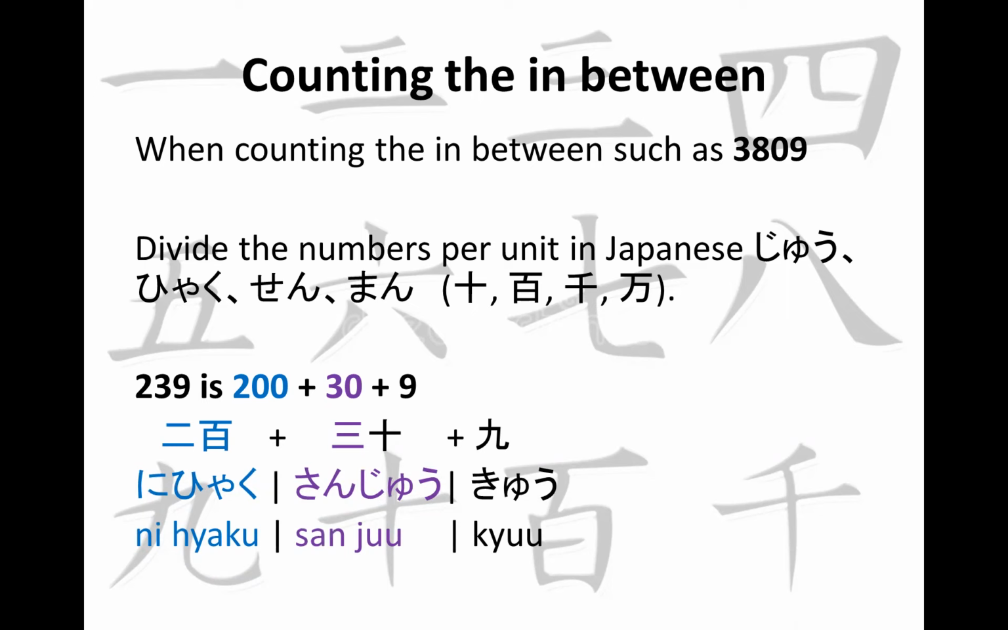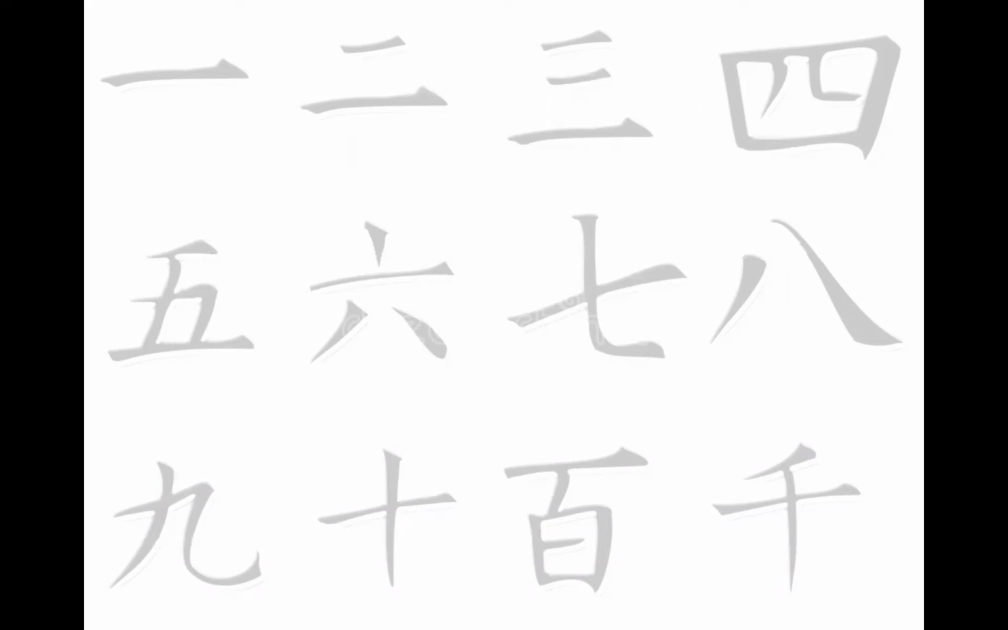239 in Japanese is nihyaku for the 200, sanju for the 30, and then kyu for the 9. I've already provided you with the kanji script, hiragana script, as well as the romaji script for easy reading. But for those who are really intent on learning Japanese, please do refrain from using the romaji characters. Okay? I hope you got that.